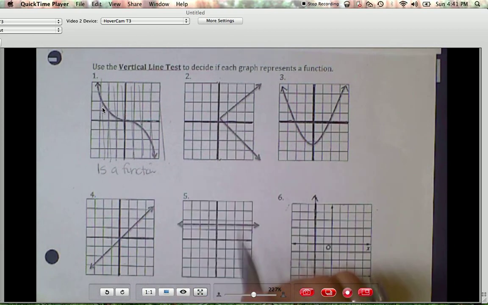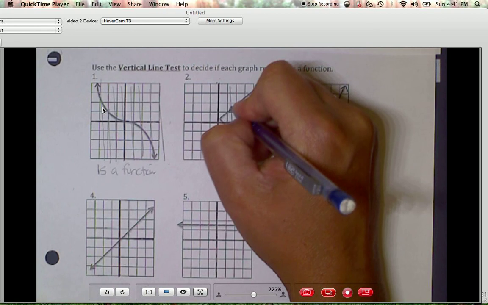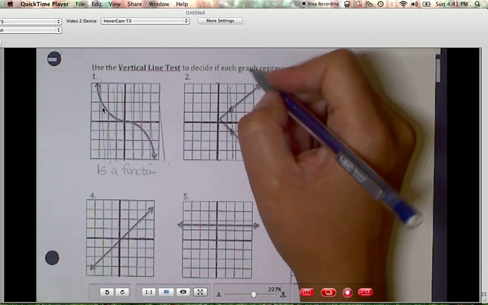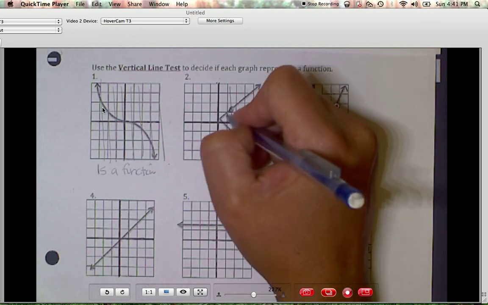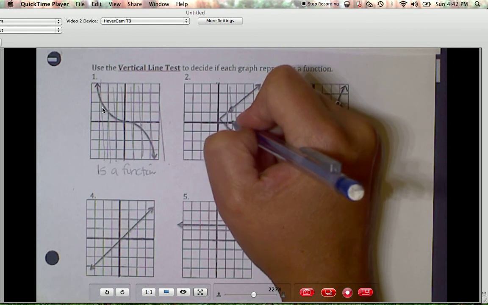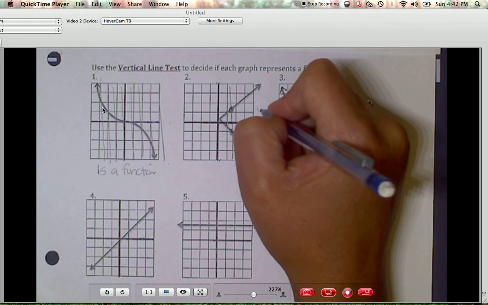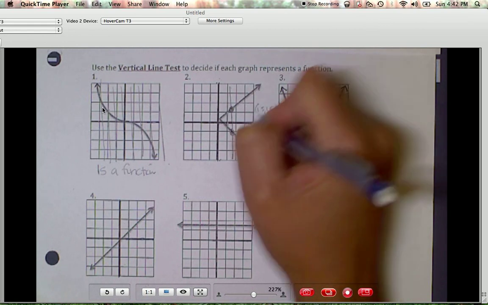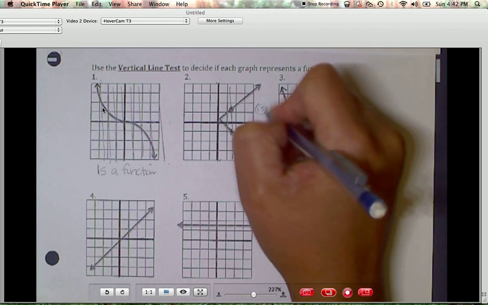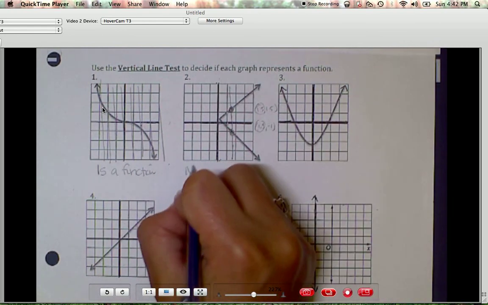Okay. Now in number 2, as soon as I draw one vertical line, I automatically see that it crosses the relation here, and it crosses the relation here. And if you imagine what those points would be, well, let's use this one and this one maybe. This might be, we'll say, 1.5 and 1.5. 1.5, 1.5 would be that point. This one would be 1.5 and -1. So you can see the x values are repeating, and that's what the vertical line is testing. So not a function.